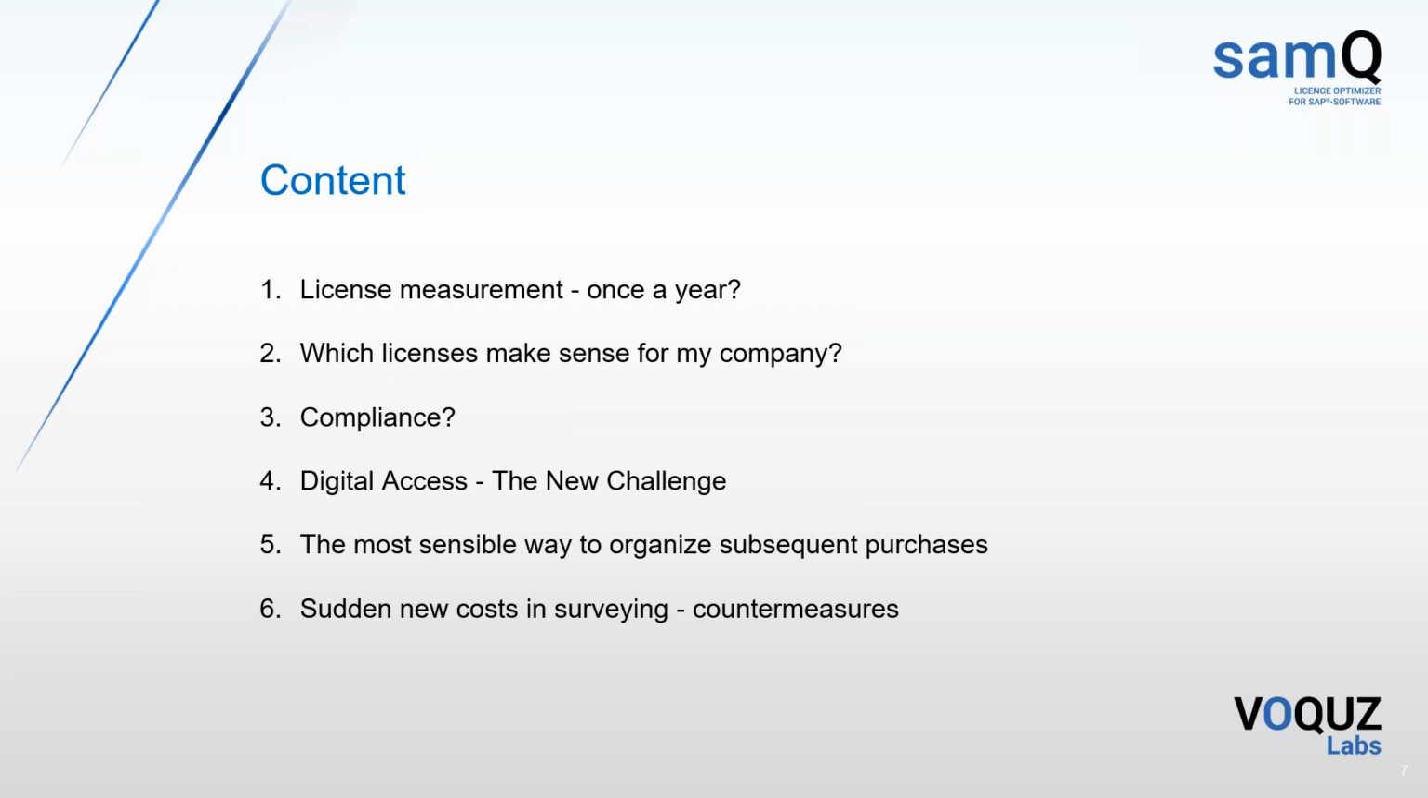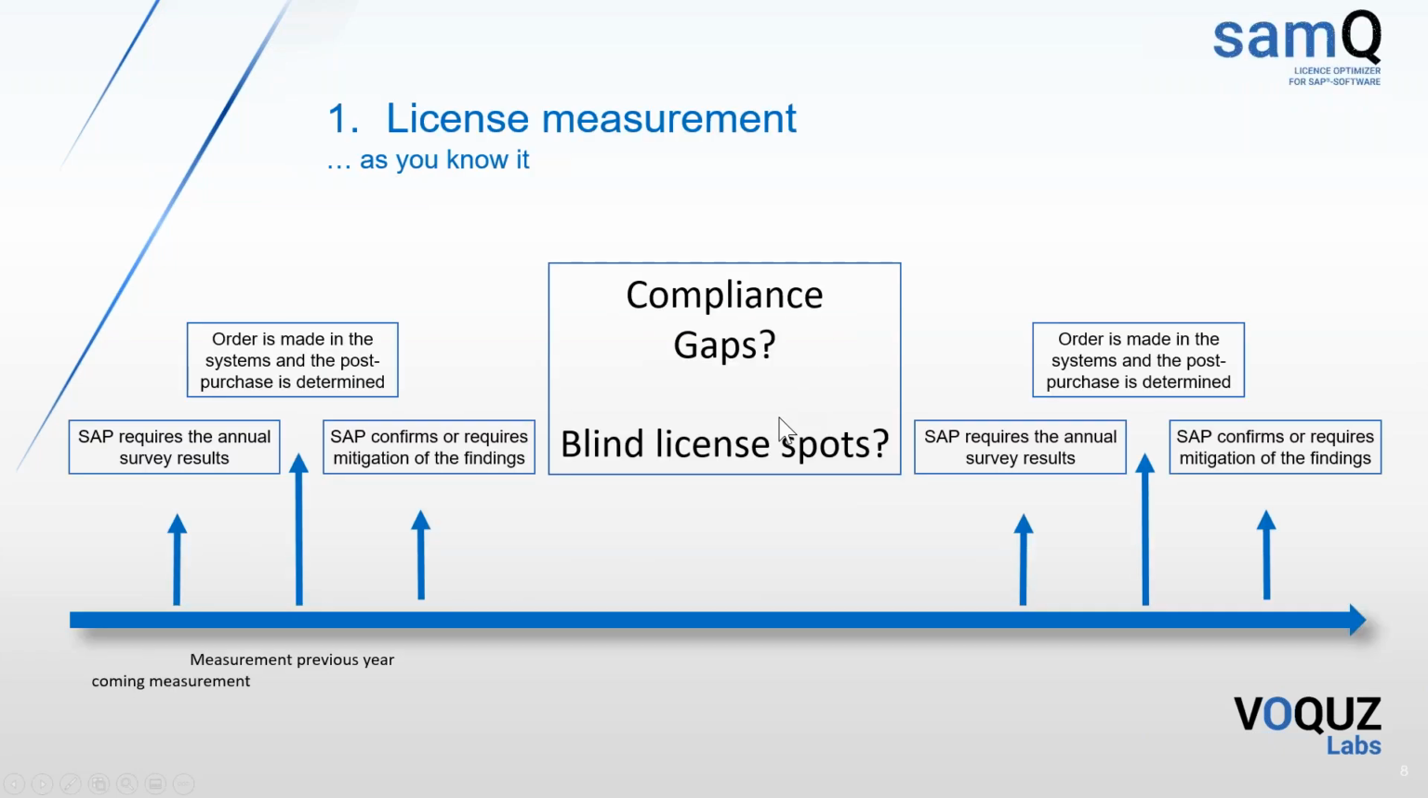You start using SAP at a certain point in time and things change, your company grows, you have a divestment and separate into two companies, so what happens in those situations. And then sudden new costs when you are being audited, and how to cope with that, what to do with that. So license management in general, as you know it.